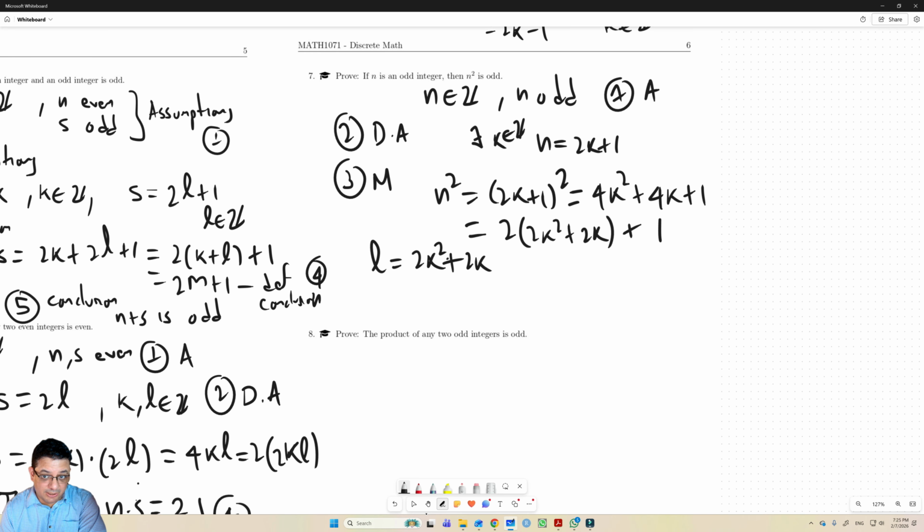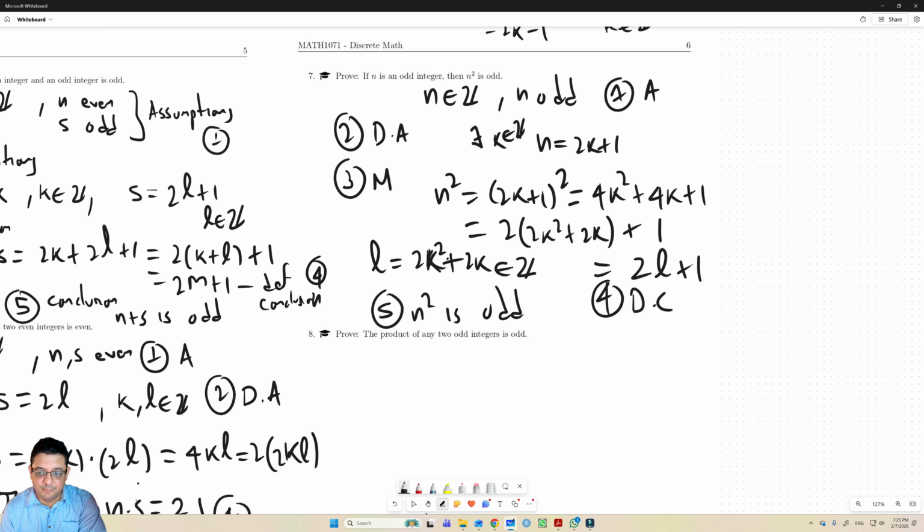Notice k is an integer by definition, so 2k is going to be an integer. k squared is going to be an integer. And so 2k squared plus 2k is an integer. And now that we have this, this can be seen as 2l plus 1 with l an integer. And so this is my definition of the conclusion as step number 4. And step number 5 will be n squared is odd, because I just proved that it has the odd definition.